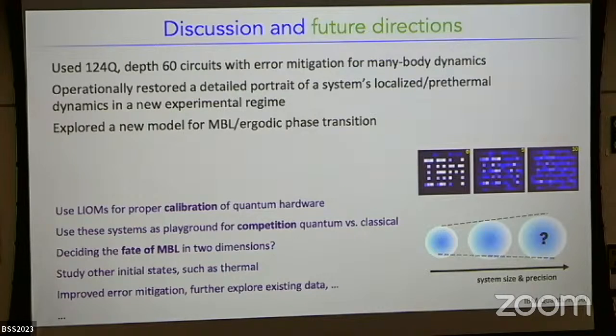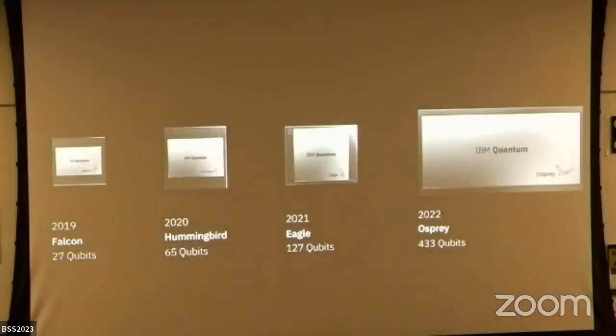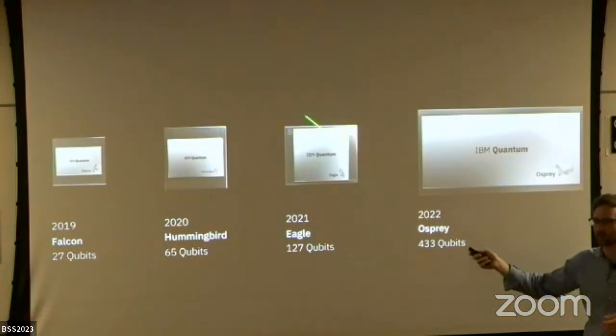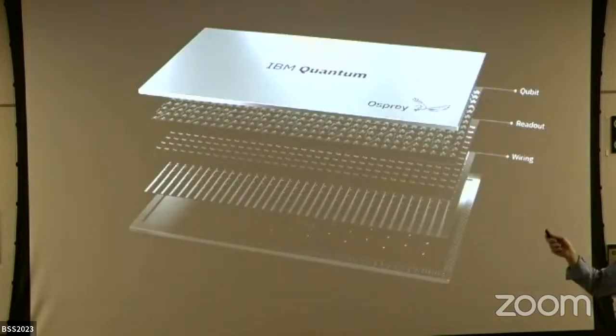And there are many, many extensions that we can think about. So to end the lectures here, where are we headed in the future? We looked at experiments today on 127 qubits. We saw that the devices are getting better and better at that scale. There's already another device at a larger scale, and hopefully those will get better. The devices get even more complicated.